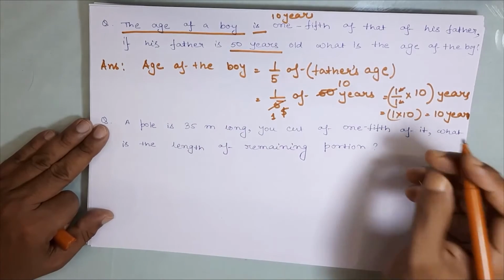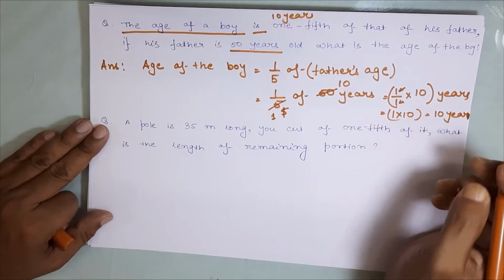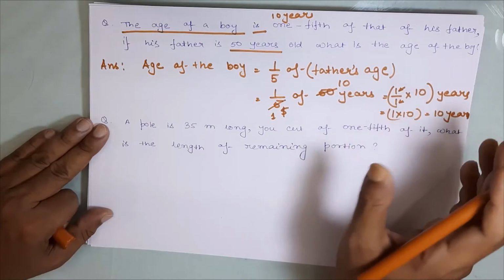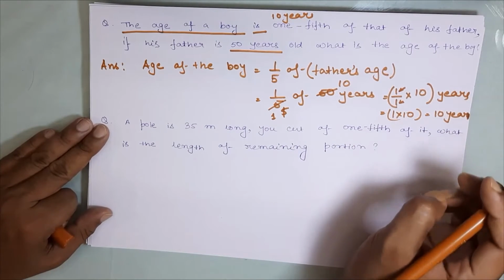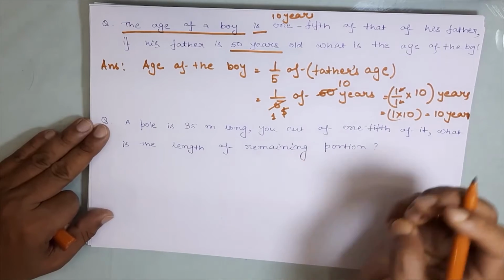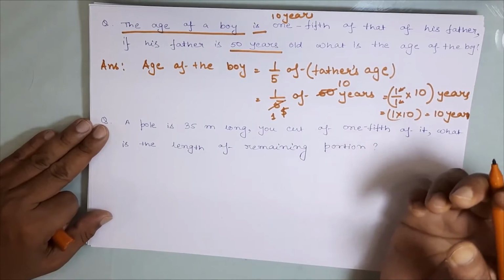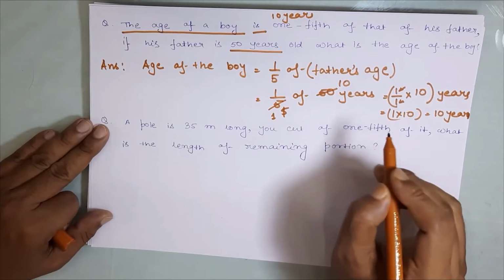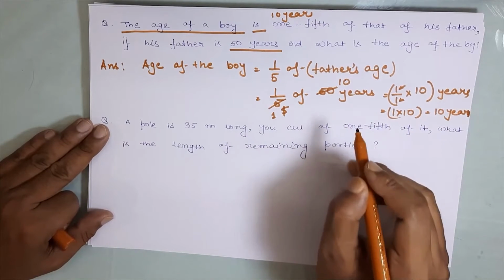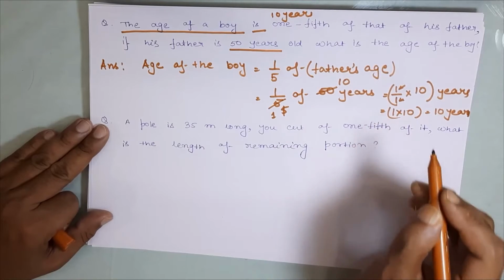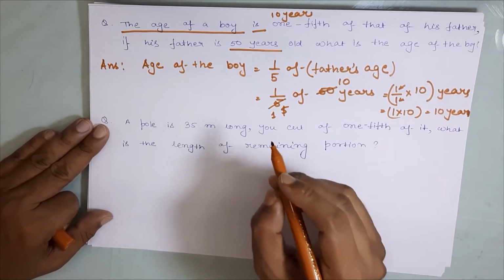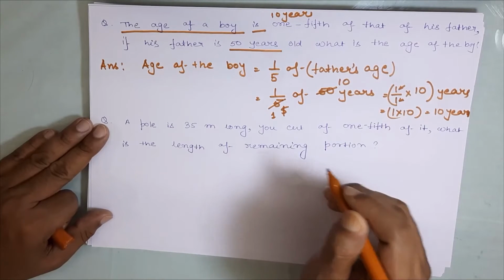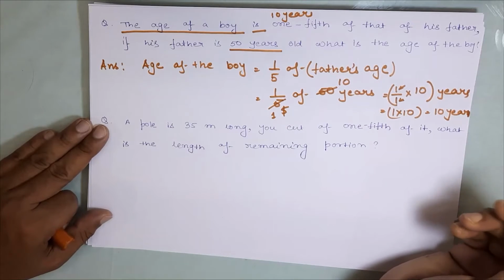But at the time of actually drafting the answer, you have to write properly. This is only for understanding. Again, I am reiterating, it is only for understanding. The actual answer will be: age of the boy, 1/5 of the age of his father, 1/5 of 50 years, then 10 years, and then we have to write, therefore the age of the boy is 10 years.